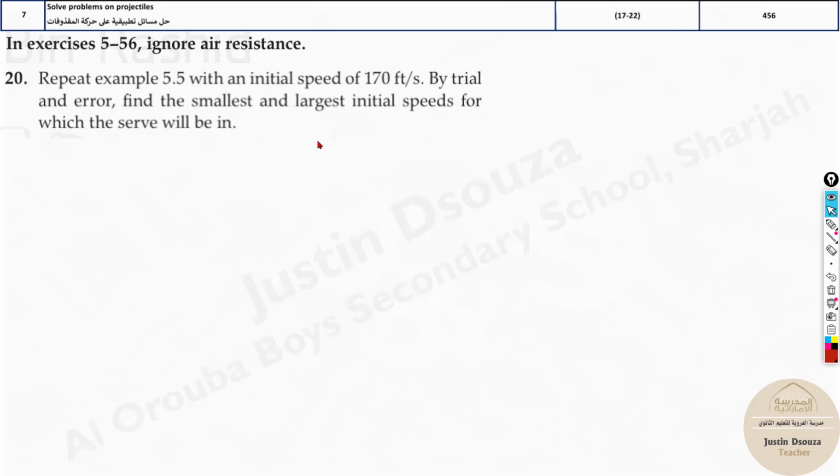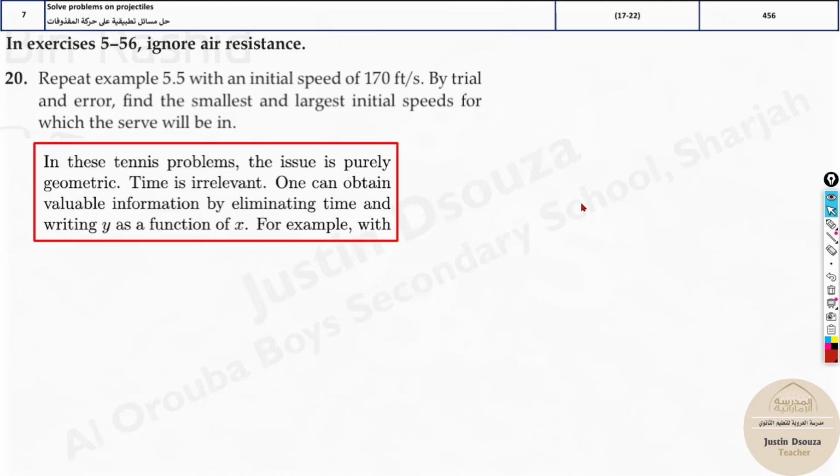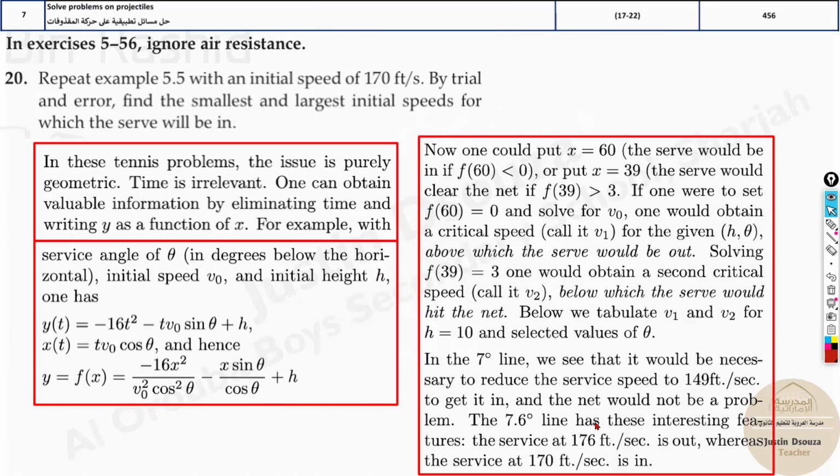The next problem is the same thing. You're just changing the speed. The same concept is repeated. But now for the same degrees, it's 7, but the speed now is different. We had about 175 or 176, I believe. Now it's reduced. So will it go in or not? You can solve this by yourselves. Same concept.